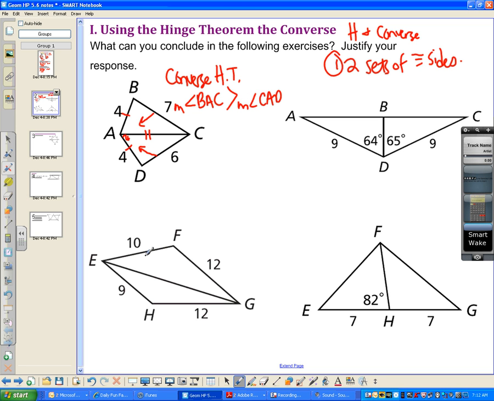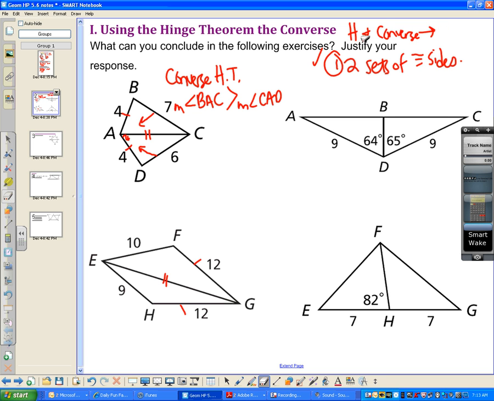Same for this one. Let's see if we have two sets of congruent sides. So here's a set of congruent sides, and then again, by the reflexive property, we know we have two sets of congruent sides. Sweet, check. So it's either going to be hinge or converse. Converse tells you about the angles. We can conclude about the angles.